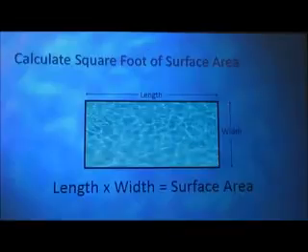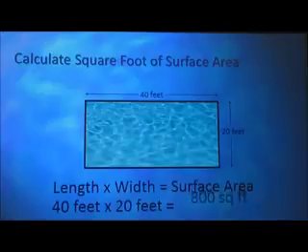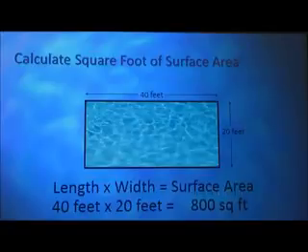The first step in calculating gallonage of a pool is to calculate the square foot of surface area. Square foot of surface area is calculated by multiplying length by width. If our length was 40 feet and our width was 20 feet, 40 by 20 equals 800 square foot of surface area.